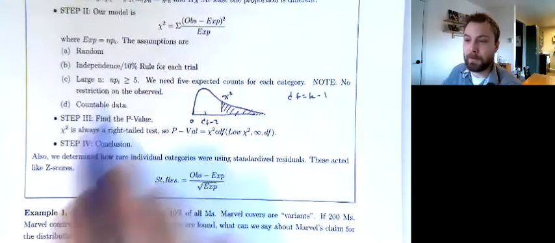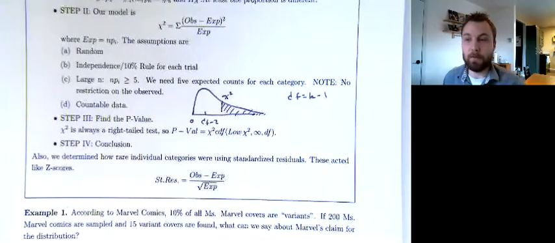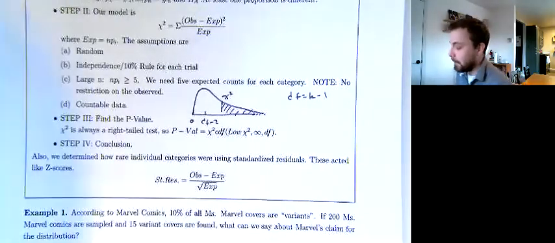There are 4 assumptions for using this model. Random sample, I want to make sure there are no biases. Independence between trials, one trial does not affect another. I have a large enough sample size that my curve starts to smooth out. And finally, I have data that I can count.